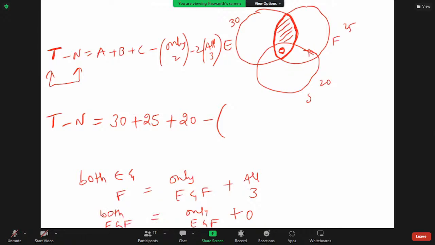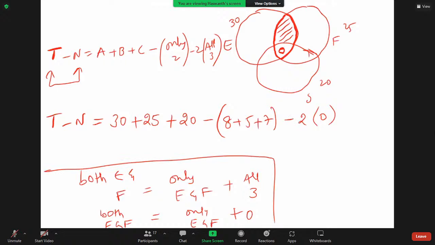8 study both English and French, 5 study French and Spanish, 7 study both Spanish and English. So only 2 values are 8 plus 5 plus 7 minus twice all three. No student studies all three languages, so all three is 0. From which we get the required value total minus neither as 30 plus 25, 55, plus 20, 75, minus 20, which is 55. That will be our answer.